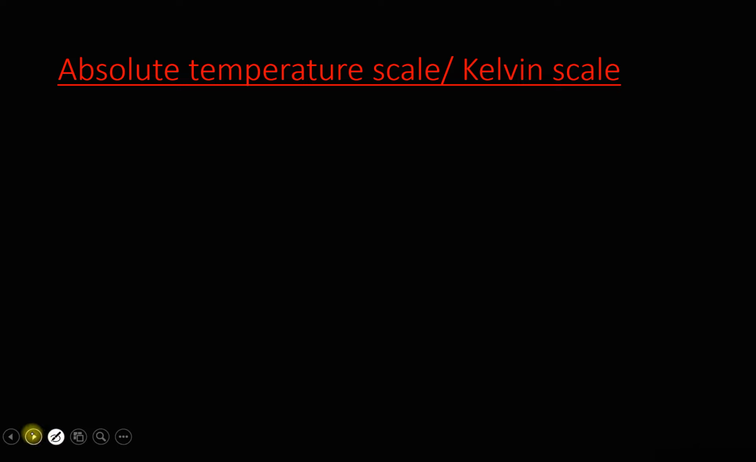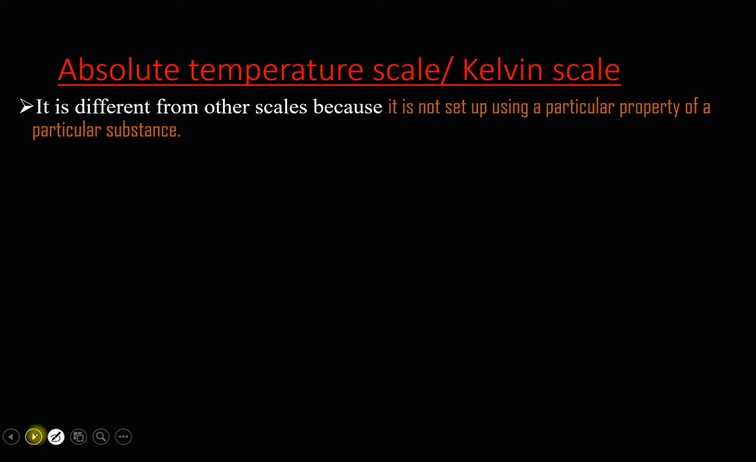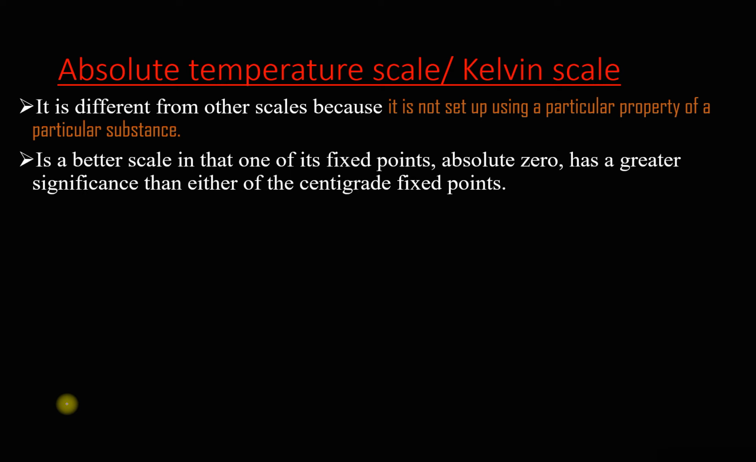This absolute scale, called the Kelvin scale, or the thermodynamic scale, is different from other scales because we set it up without using any particular property of any particular substance. And this is better. It is a better scale in that one of its fixed points, which we have already mentioned as the absolute zero, has a greater significance than either of the centigrade fixed points.